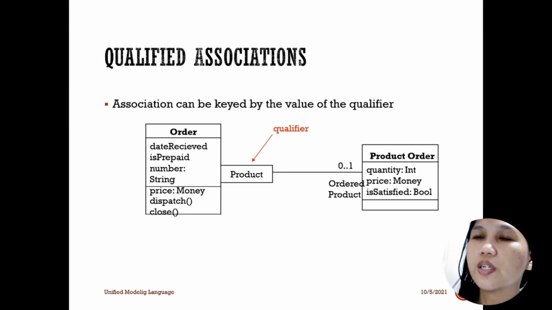Qualified association. In our example, the association can be keyed by the value of the qualifier. In our example diagram, we have the Order class and the Product Order class. Its qualifier is definitely the product.